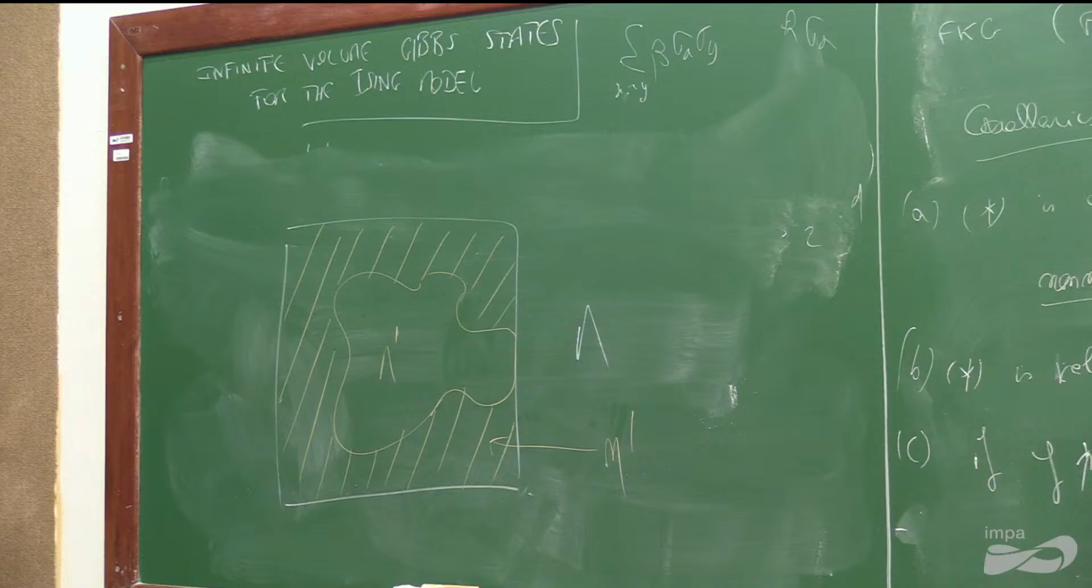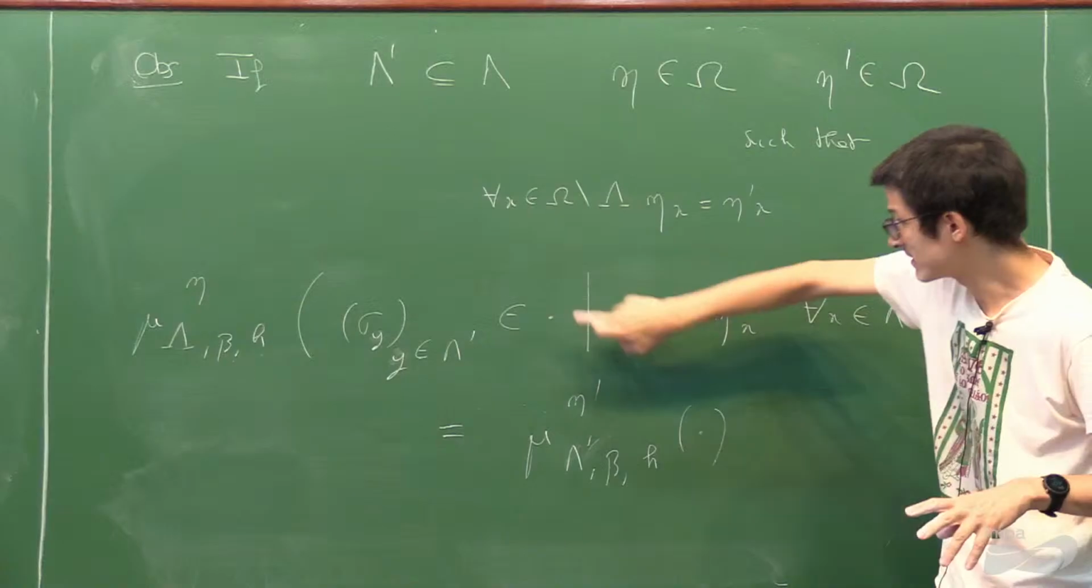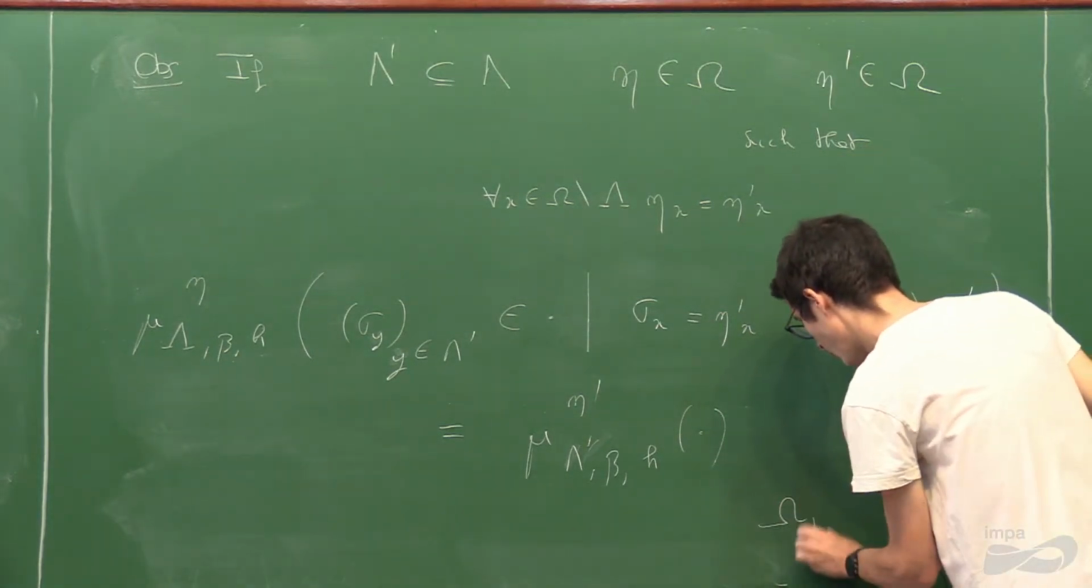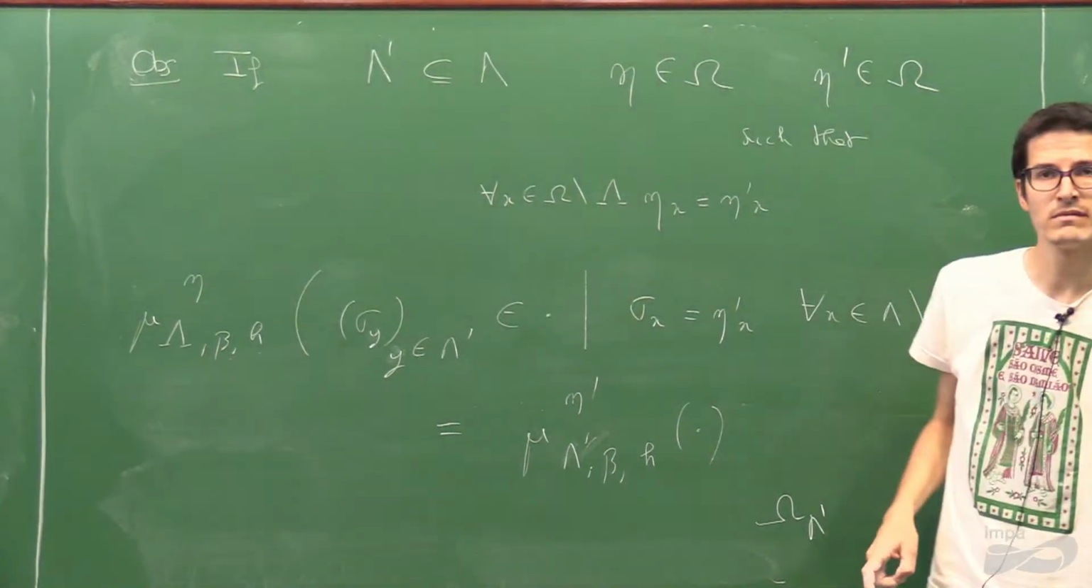Okay, here I have two measures. I'm just saying that these two measures are equal, and these are two measures on omega lambda prime. Okay.